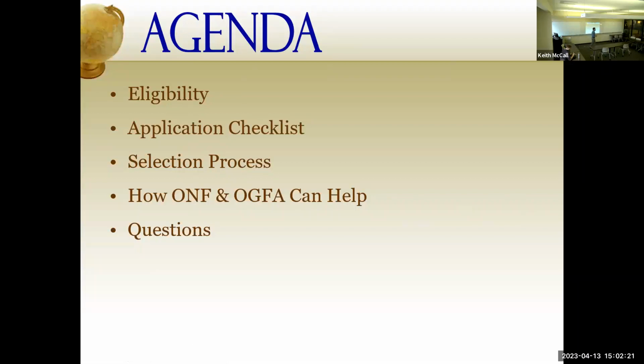So first thing we'll talk about is eligibility. It's pretty straightforward, but it can also affect your timeline of where you are in school, and can help you think through when's the best time for you to do a Fulbright. We're also going to talk about the application checklist and what the application process looks like. We can talk about the selection process a little bit, although that is months down the line and there are more important things to discuss at this point. And finally, we'll talk about how the Office of National Fellowships and the Office of Graduate Fellowships and Awards can support you throughout the application process. As I said, we'll make time at the end for questions, but as you have questions, just ask them when you have them.